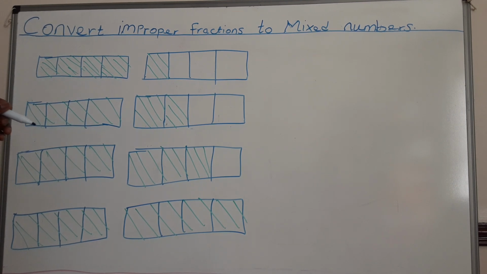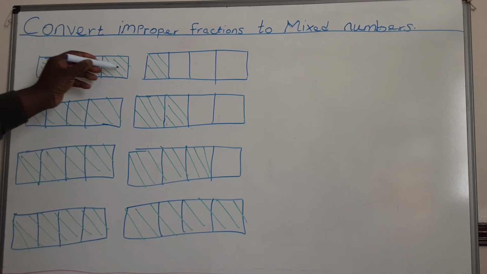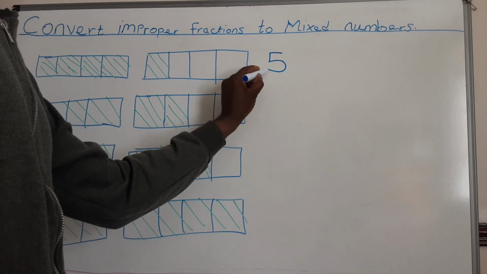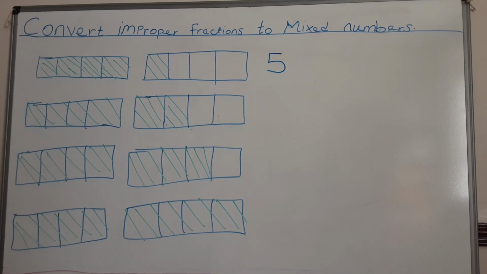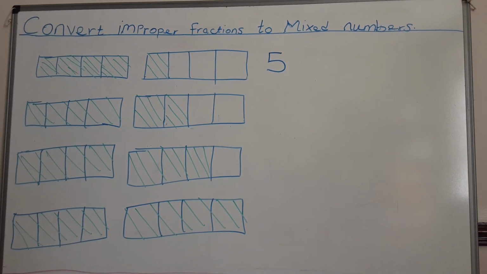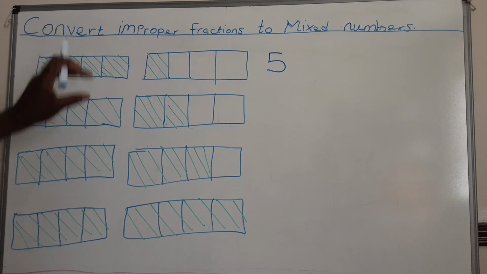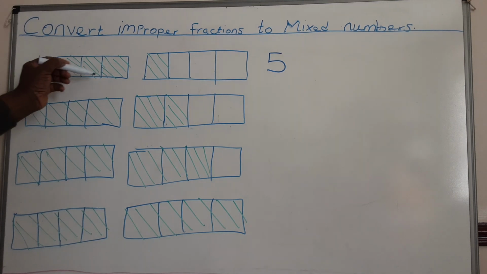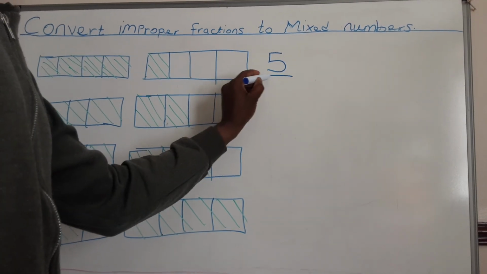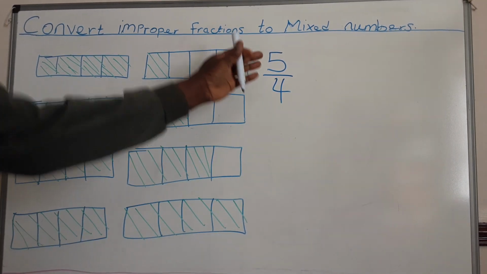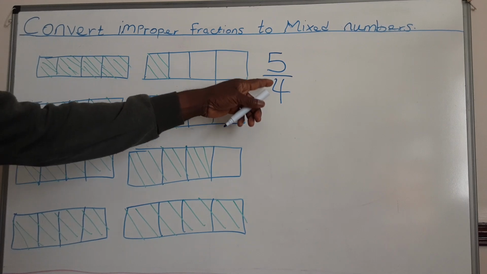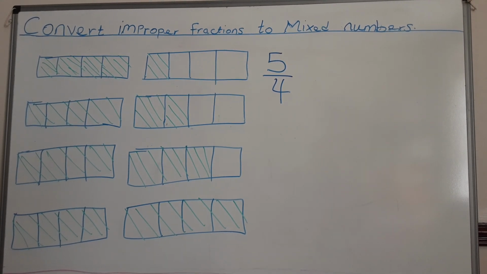So let's count it together. 1, 2, 3, 4, 5. So we can say 5 parts of the bar model are shaded. And how many parts is each bar divided into? Each is divided into 4. See, 1, 2, 3, 4. So this is an improper fraction. Why? Because the numerator is greater than the denominator.